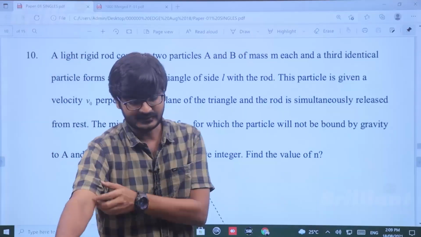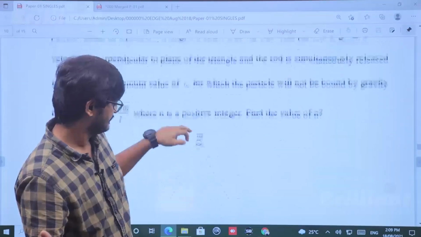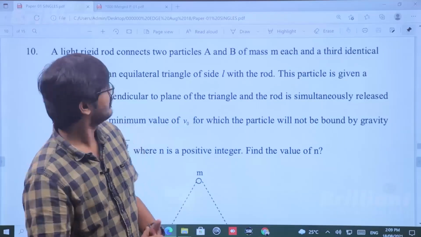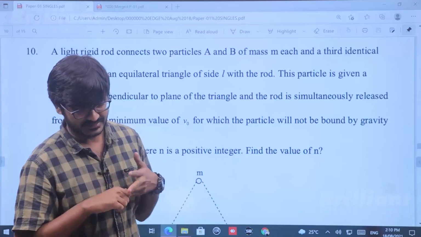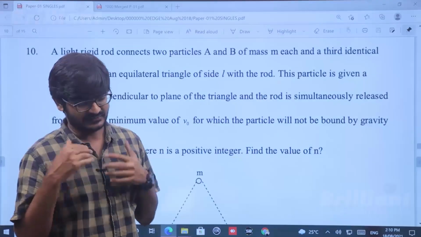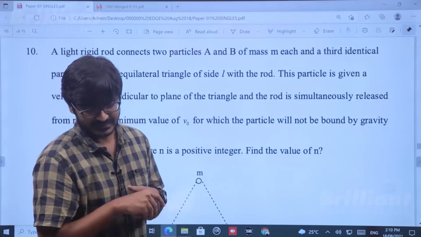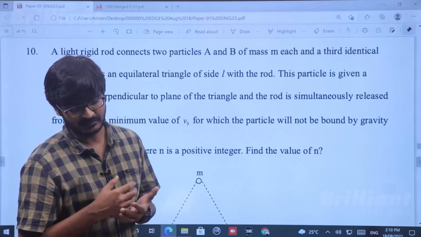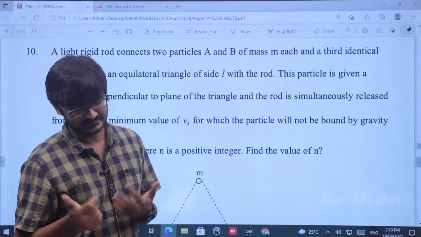The question says, a light rod connects two particles A and B of mass m each, and a third identical particle forms an equilateral triangle with side L with the rod. The particle is given a velocity v0 perpendicular to the plane of the triangle, and the rod is simultaneously released from rest. The minimum value of v0 for which the particle will not be bound by gravity to A and B is.